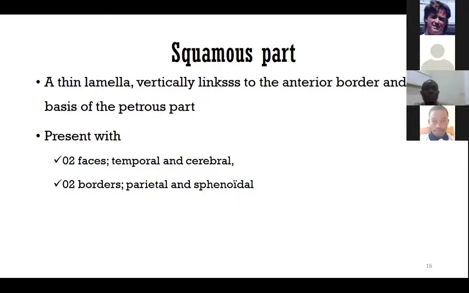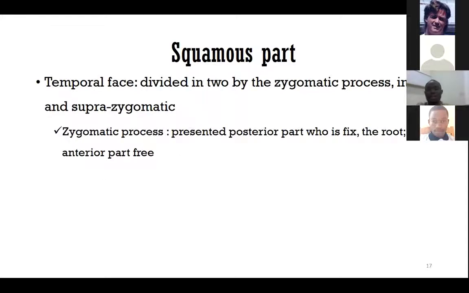We have on this part two faces and two borders, the temporal face and the cerebral face, also called internal face or external face. We have two borders, the parietal border and the sphenoidal border. Let us talk about them. The temporal face of the squamous part is divided in two by the zygomatic process, and we will see infrazygomatic and suprazygomatic parts. The zygomatic process presents a posterior part with two different components, the root and the anterior part that is free.